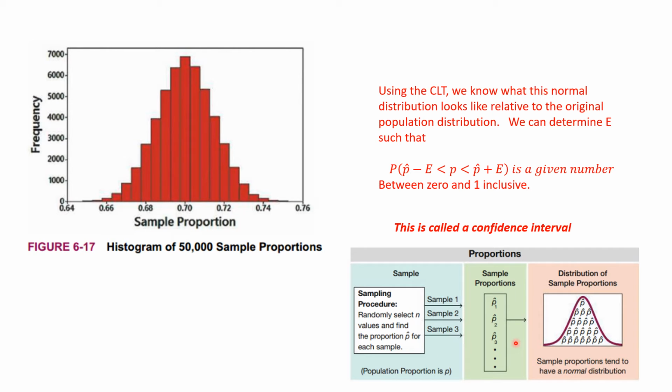Now what we've learned is that these sample proportions in fact tend to have a normal distribution. They will be bell-shaped. And using the central limit theorem, we know what this normal distribution looks like relative to the original population distribution. And in fact, you can determine a number E that will be called the margin of error, such that the probability that p, the population proportion, is between p hat minus E and p hat plus E, is a given number between 0 and 1, which is called the confidence level. And this is called a confidence interval. It sounds kind of mysterious, but we'll make all of this clear.